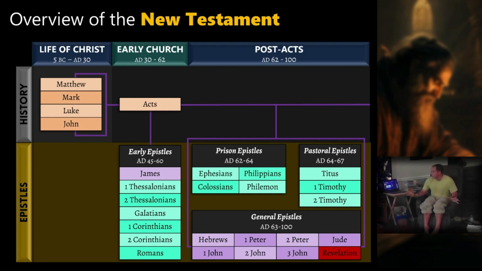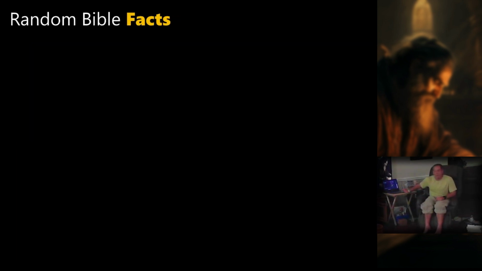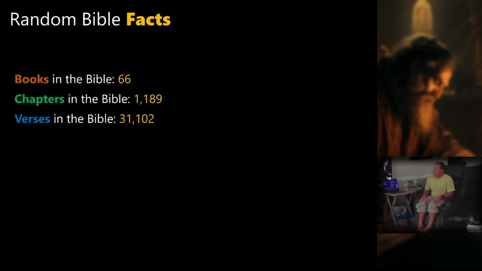Okay, so there's that. And now the last thing I want to cover when it comes to the structure of the Bible, and then we're going to shift into something else, is I want to just give you some random Bible facts that really aren't that important in any way whatsoever. I just thought they were kind of fun to share with you. And so, there are 66 books in the Bible. There are 1,189 chapters in the Bible. And there are 31,102 verses in the entire Bible.